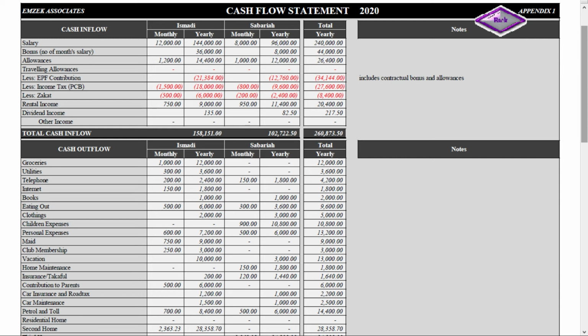If monthly, you have to multiply by 12 to get yearly, but if given in yearly, you don't have to get the monthly value. Also included in the cash outflow or expenses are the home mortgage monthly payment and car financing monthly payment, which you get the value from the calculation.